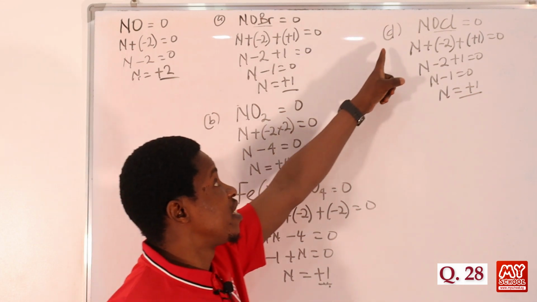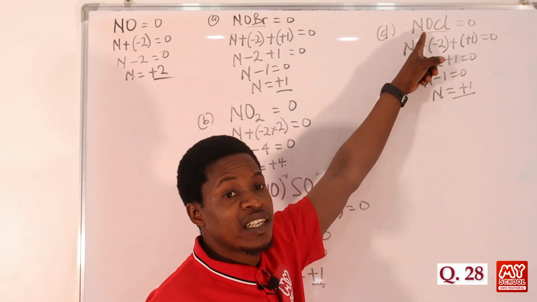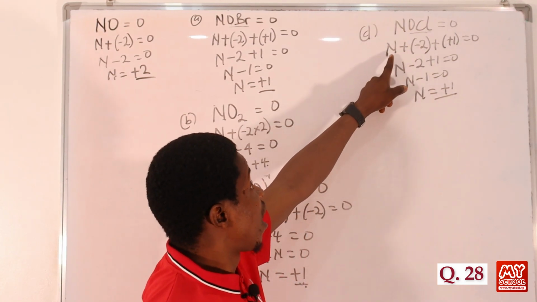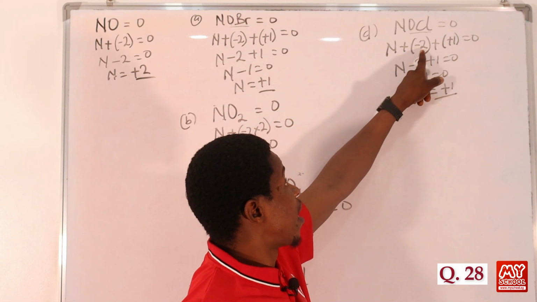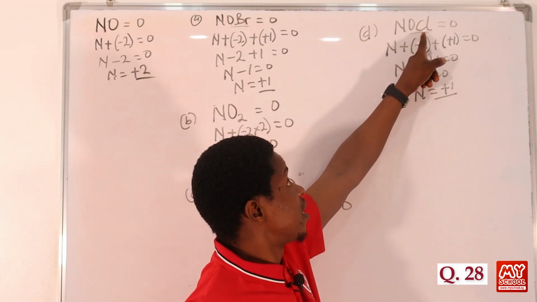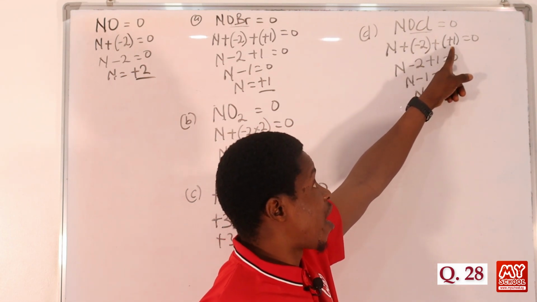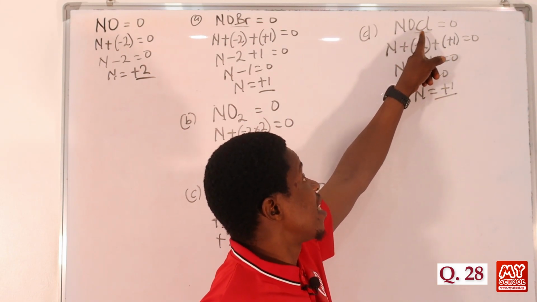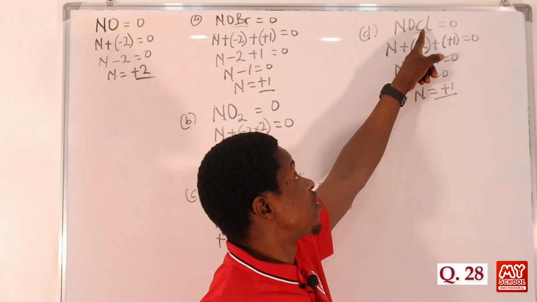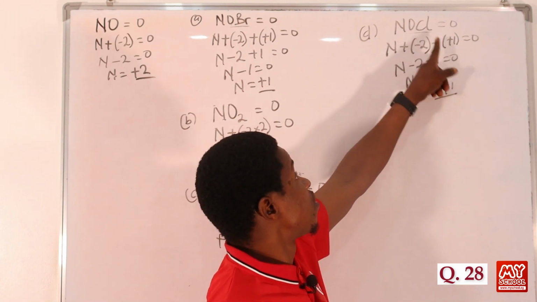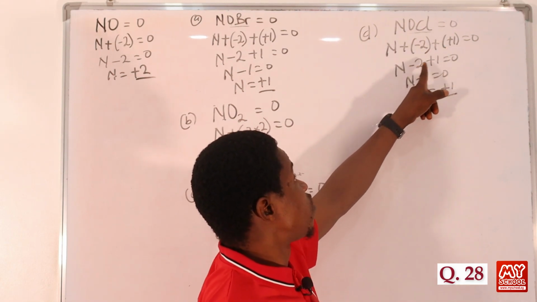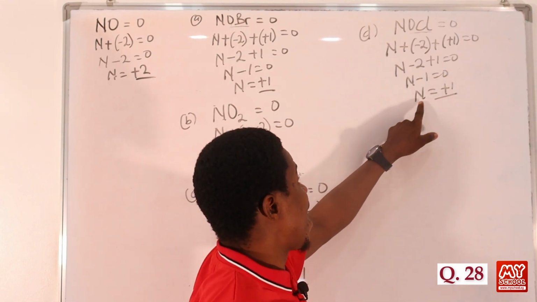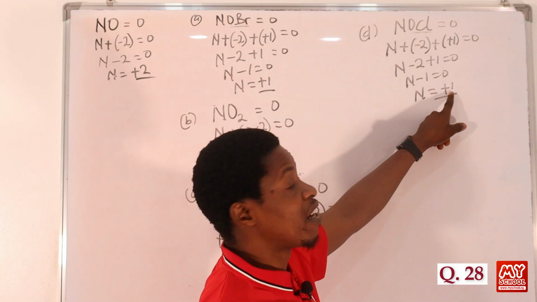And the last option here is option D. We have NOCl on the right hand side, for the product. So we have N here plus oxygen is -2 plus chlorine, which here will be +1. It should have been -1, but because it is forming hypochlorite with oxygen, the oxidation number is now +1. So -2 plus 1 gives us -1, equal to 0. So N is equal to, of course, -1.